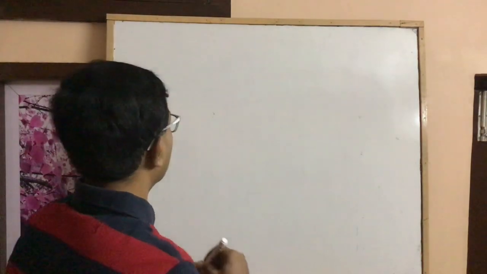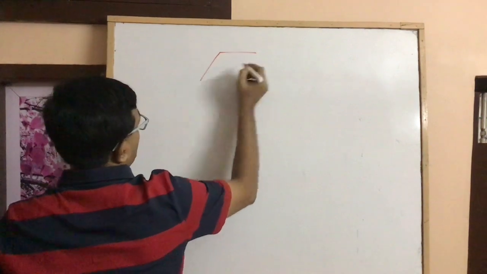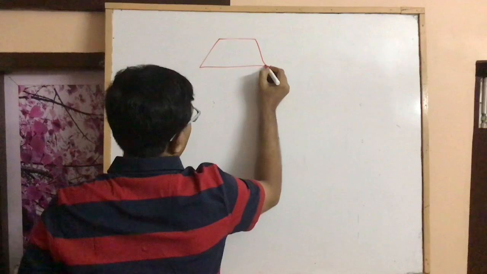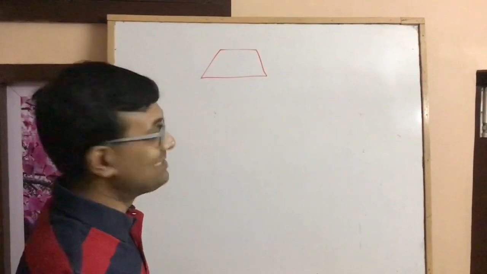Hello viewers, today we are going to discuss evaluating the area of one type of quadrilateral, the trapezium, using a geometrical interpretation. Usually we do this algebraically, but I would like to present this geometrically. A trapezium is a quadrilateral in which one pair of opposite sides is parallel and the other pair is not. It looks like this.